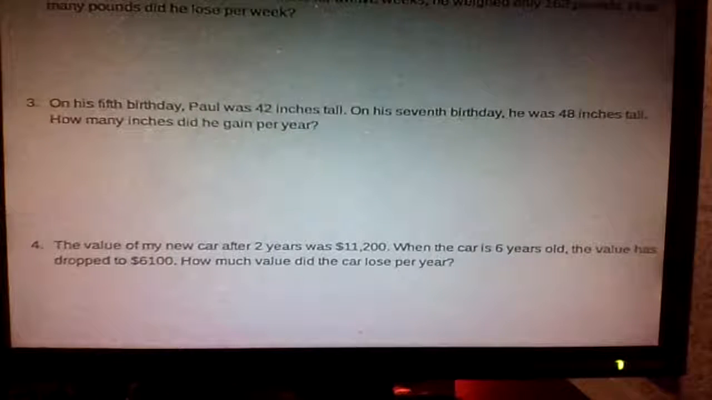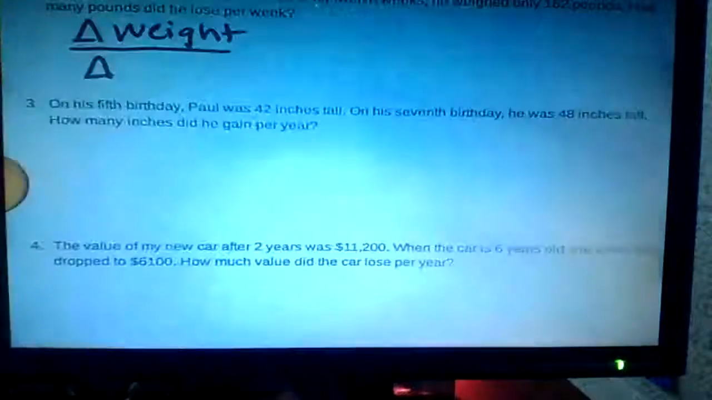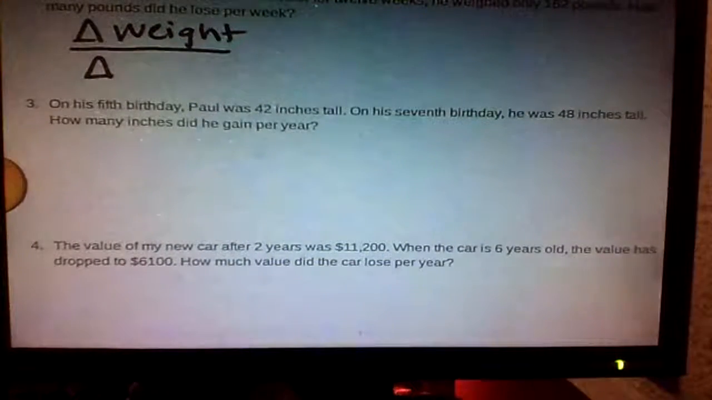Mr. Suarez joined a gym to lose weight. After 3 weeks of membership, he weighed 189 pounds. When he had been a member for 12 weeks, he weighed only 162. How many pounds did he lose per week? What needs to go on top? The weight. So we're doing the change in weight over the change in time, and we're looking at weeks. Weight is your pounds.